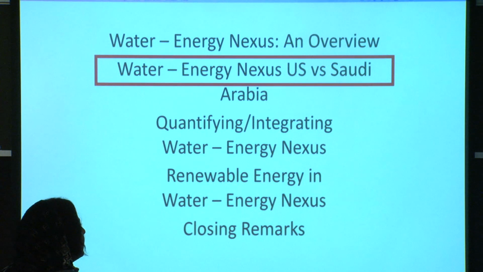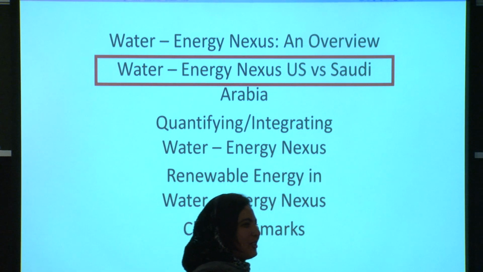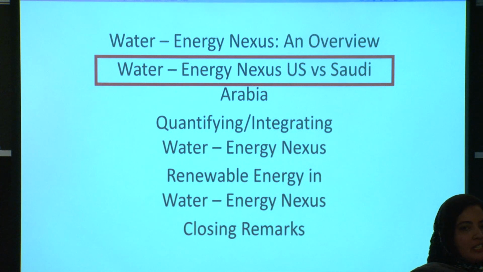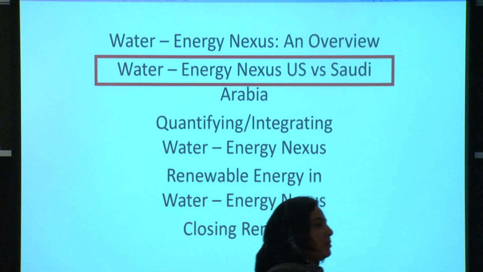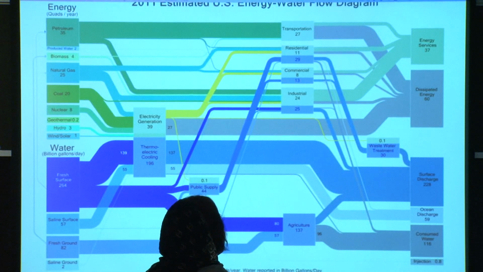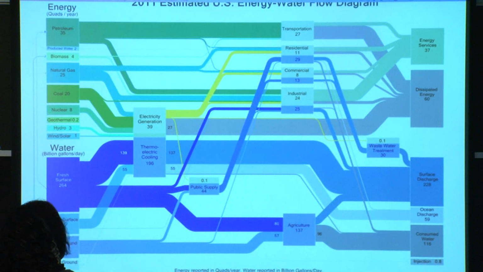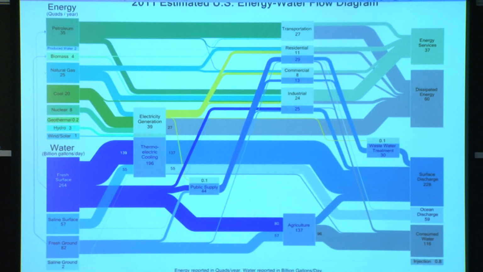Here I will talk about Water-Energy Nexus in the US versus Saudi Arabia, because I came across a very interesting document from the Department of Energy explaining the Water-Energy Nexus, and it inspired me to carry further work in this area. I apologize about the top, but this is an estimated water-energy flow diagram, a Sankey diagram, that shows how water and energy flow together and how they're used in the US. So we talk here about the energy resources and how they are flowing to transportation.